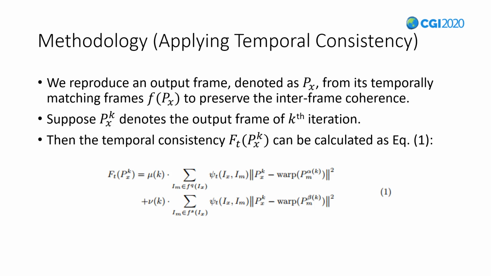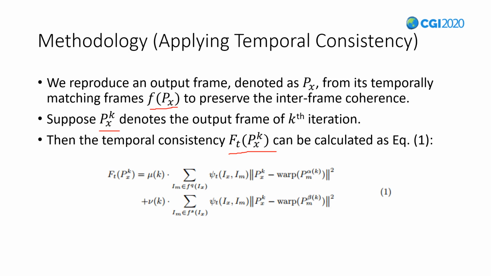Second step is the application of temporal consistency. We produce an output frame denoted as P_X from its temporally matching frames F(P_X) to preserve the inter-frame coherence. Suppose P_X^K denotes the output frame of the kth iteration, then the temporal consistency term F_T(P_X^K) can be calculated as shown in equation 1.